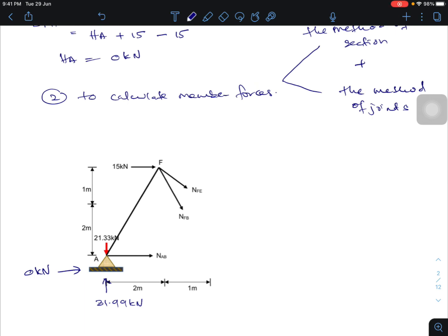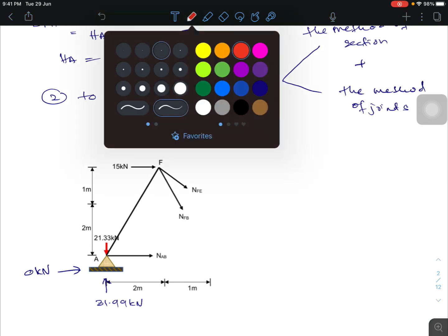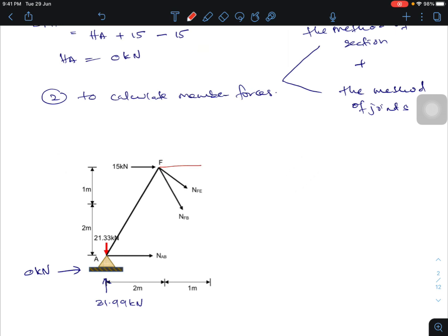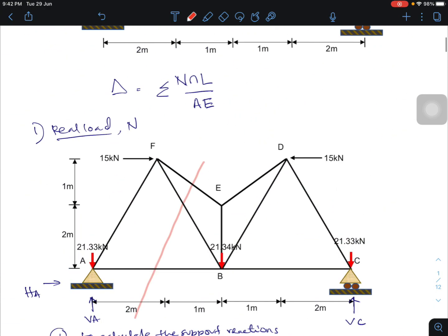Firstly, we need to identify the angle theta. This one I consider as theta 1, located at this position. Tangent theta 1 equals 1 meter over 1 meter, which is 1. So theta 1 equals tangent inverse of 1, which equals 45 degrees.